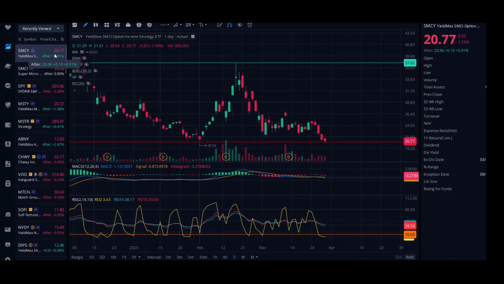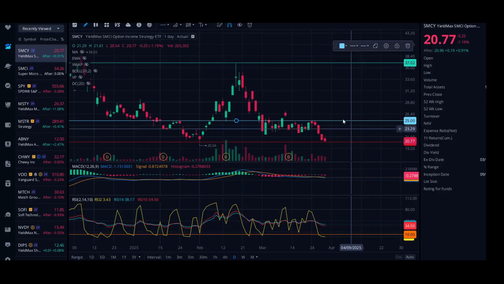But as for SMCY, looks like we're staying within this range currently. Now, that's a big range. That's the overall range, right? But you can say a more short-term range could be right here between $20.50 and $25. So that looks like a nice little range right there. And we'll see if it wants to stay within that, or can we get it to break out, hopefully onto the upside.